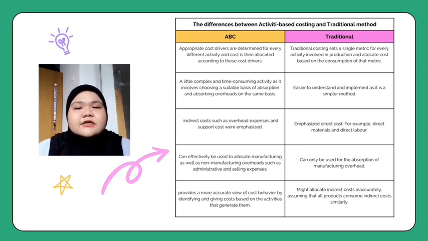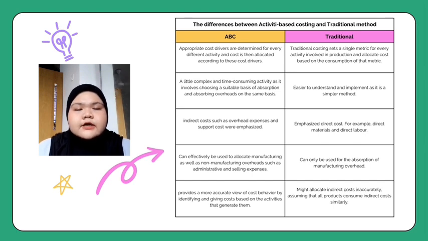Firstly, ABC and traditional method are both used to allocate costs. However, ABC method allocates costs with a different approach, whereby appropriate cost drivers are determined for every different activity and cost is then allocated according to these cost drivers. Moving on, ABC method would be a little complex and time-consuming compared to traditional costing method, as it involves choosing a suitable basis of absorption and absorbing overheads on the same basis.